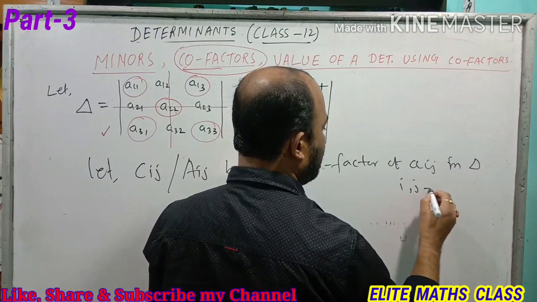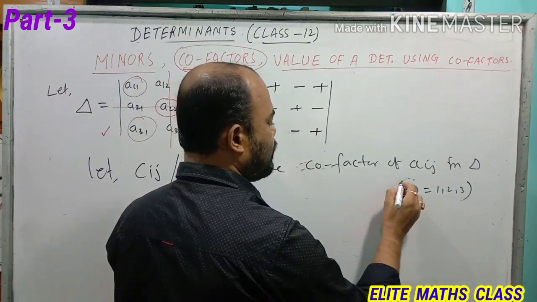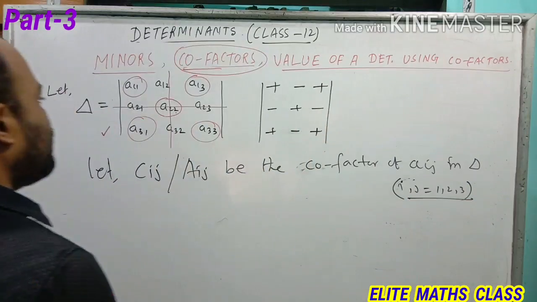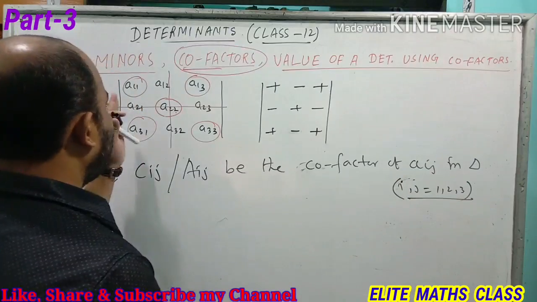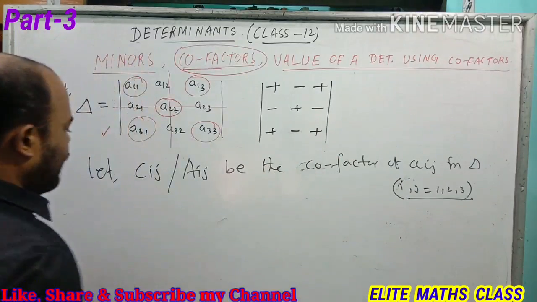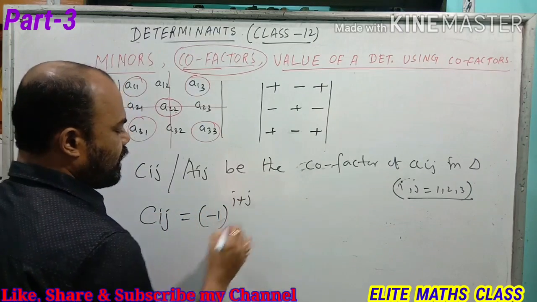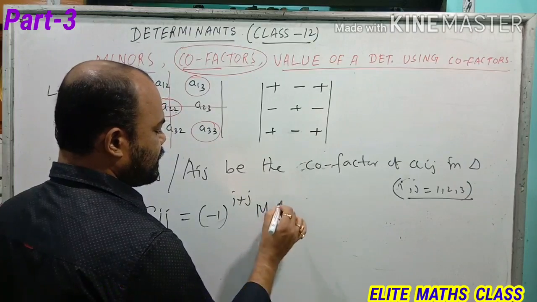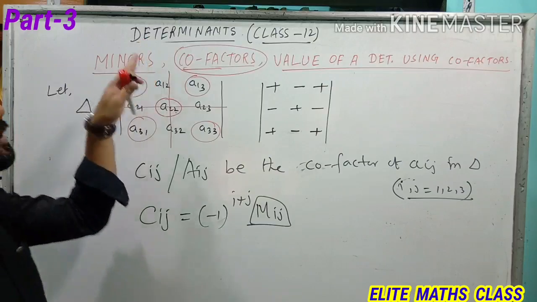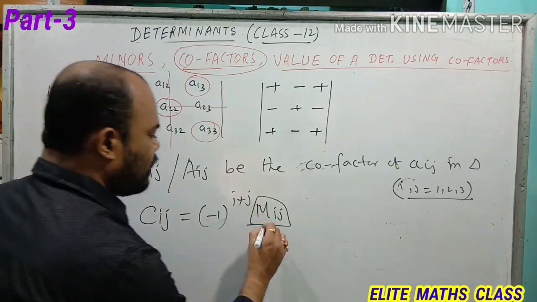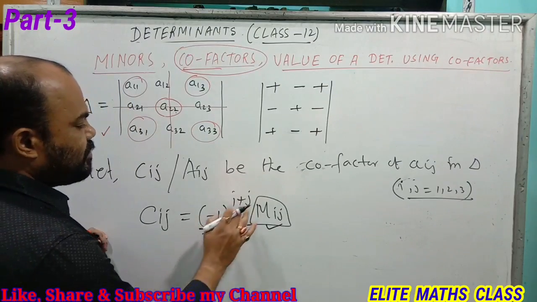Obviously here i and j take 1, 2, 3, that is 3 values, and it is a 3 by 3 determinant. So how many cofactors will there be? Obviously, as there are 9 elements, there will be 9 cofactors, every element having its cofactor, and it is defined as Cij equal to minus 1 power i plus j into Mij. See here, what is Mij? It is the minor, that is, after finding minors you can easily find the cofactors. Now what to do with minus 1 power i plus j?